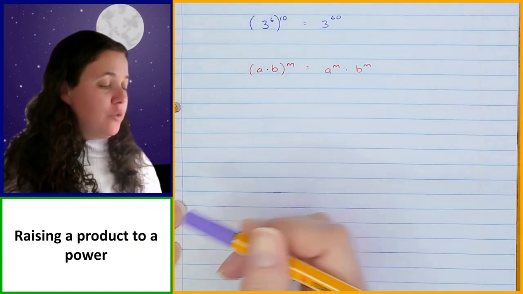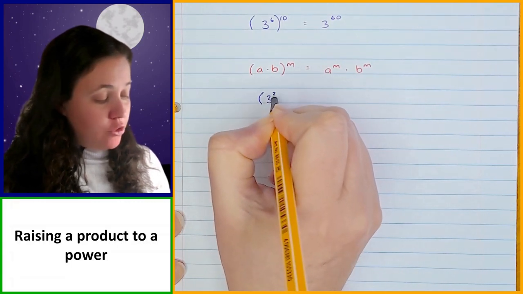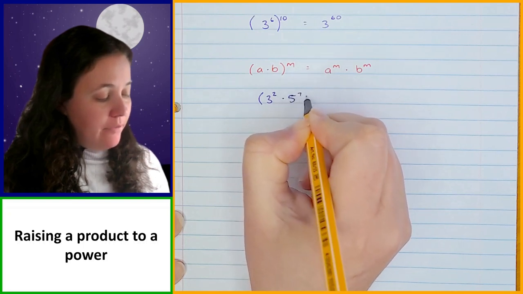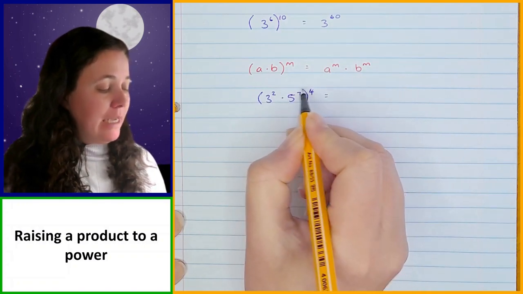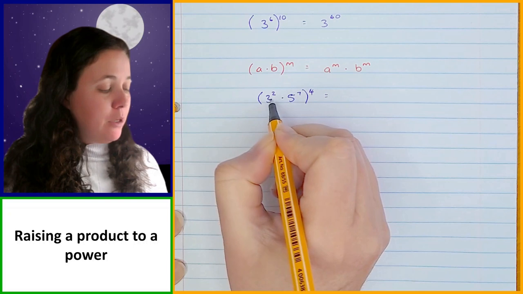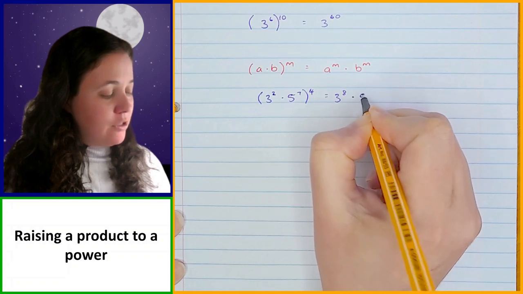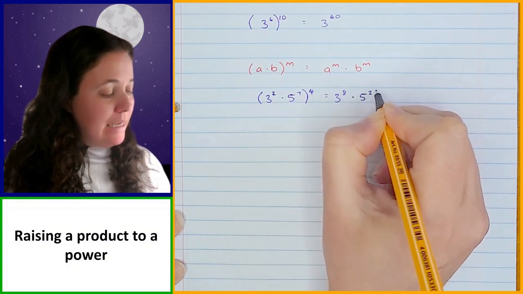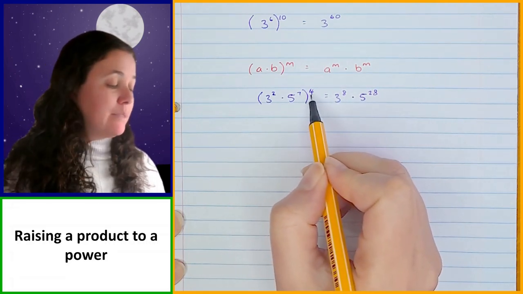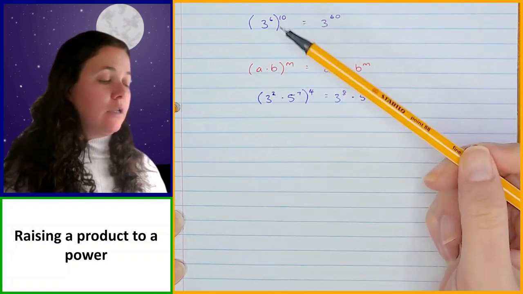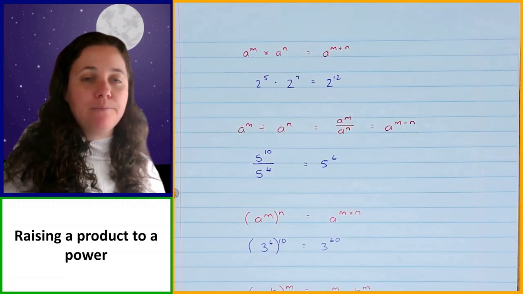So an example of this could be something like 3 to the power of 2 times 5 to the power of 7 in brackets to the power of 4. And then we would take this exponent and apply it to each factor inside the bracket. So it's 3 to the power of 2 times 4, which is 3 to the power of 8, times 5 to the power of 7 times 4, which is 5 to the power of 28. Okay, so we take each of the factors inside the bracket and we apply the exponent that's outside the bracket to each one using the rule that we had over here, which was raising a power to a power.